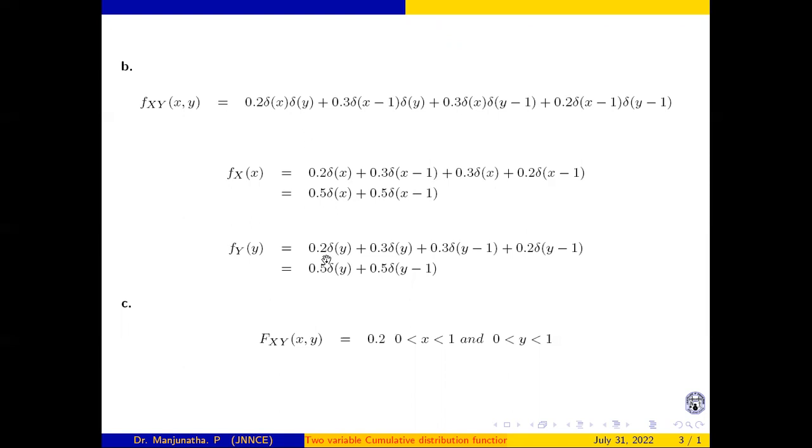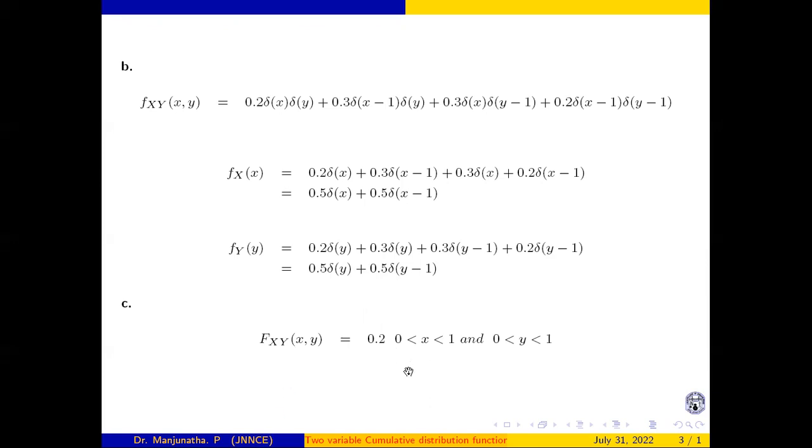Similarly for y, we have 0.2 delta y, 0.3 delta y minus 1, 0.3 delta y, 0.2 delta y minus 1. Here also we have delta y and delta y minus 1 terms. Hence, 0.5 delta y and 0.5 delta y minus 1. These are fx of x and fy of y.